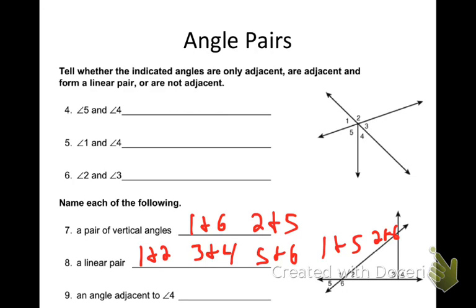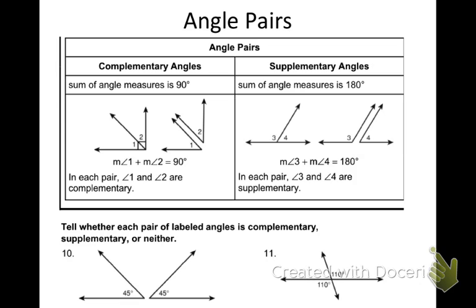9. An angle adjacent to angle 4. What does the term adjacent mean, Brock? So which one's next to angle 4? Where's angle 4 at? Angle 4 is here. Which angle is right next to angle 4? So which one's adjacent? Angle 4. But it's still adjacent. Adjacent angles are linear pairs. So, or linear pairs are adjacent angles. So that's fine. Yep, good work.